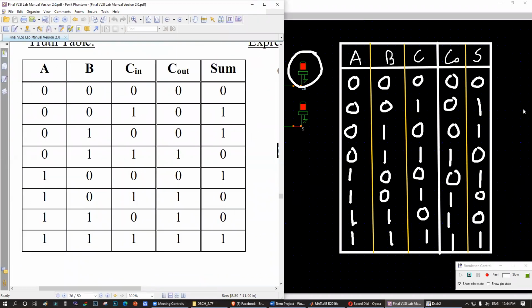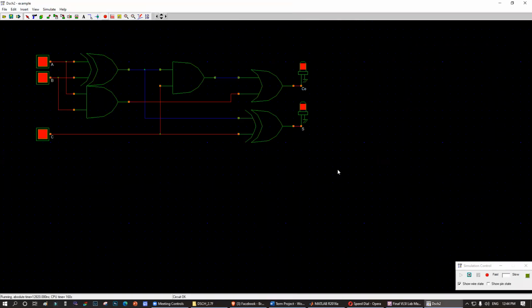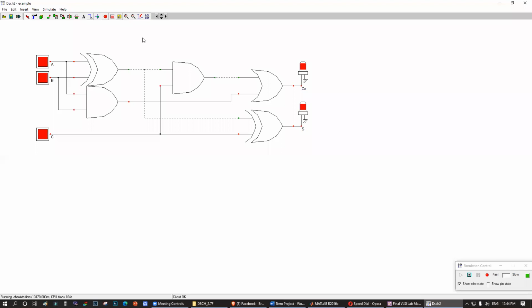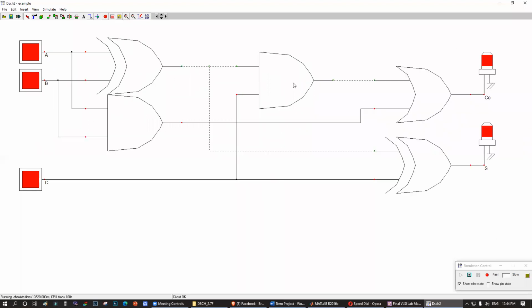It matches, right? Yes, sir. It matches. So our lab is successful. Now you can take the screenshot by using this one. By making it white, you can take a screenshot for your lab report.